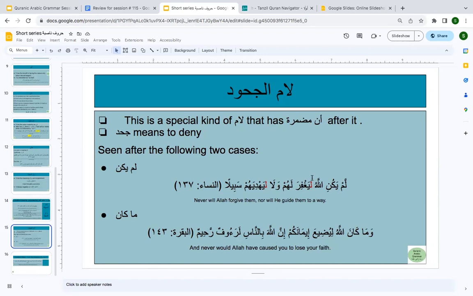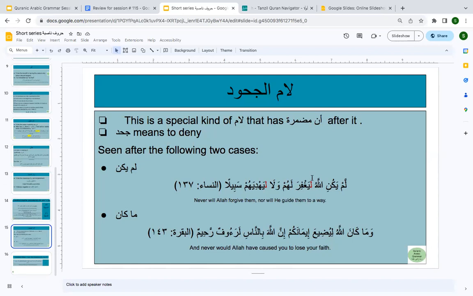followed by lam yakun or ma kana, you are going to call that li, after which you see mudare mansoob, lamul jahud. Okay, so when I was learning it as a beginner student of grammar, I just memorized it like this, that I didn't know what was the implication. I just know that if I see li after which mudare is mansoob, I will call it lamul jahud, because if it is preceded by lam yakun or ma kana.